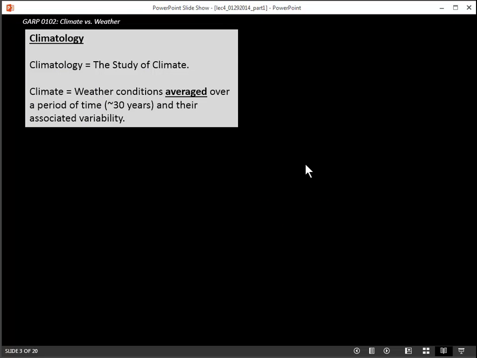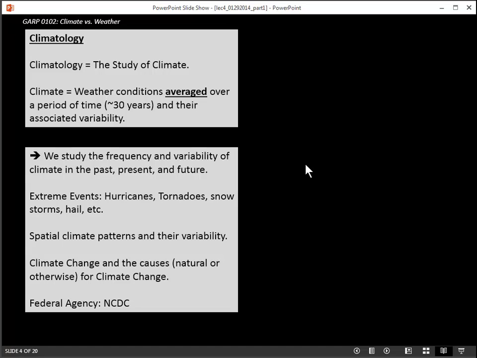So the study of climate we call climatology. And climate is simply if you take weather conditions and average them over a long period of time. Usually we consider about 30 years here as a long period of time. And in the United States, we have a federal agency called the National Climatic Data Center, and they're in charge of monitoring and archiving and analyzing the climate of the United States. And as part of that, they're also interested in climate change and the causes of climate change, whether they're natural, human, or whatever. So that's climate.